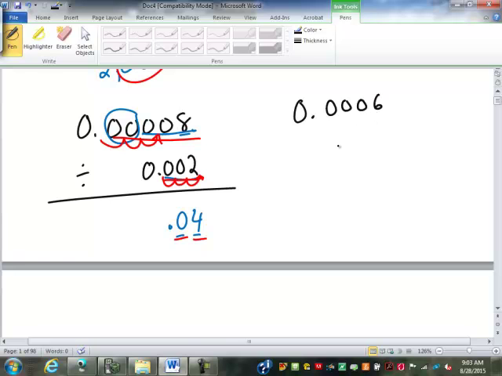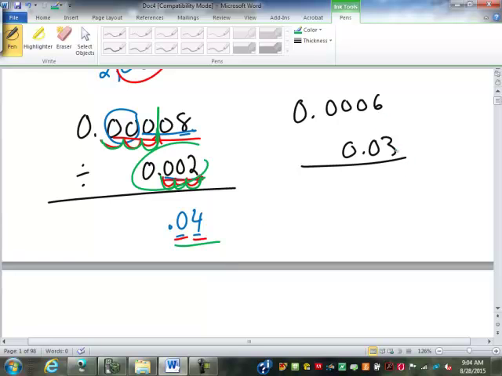Well, you can always just do what I did here. The number you're dividing by, you have to turn it into a whole number, so you move the decimal place 1, 2, 3 spots. You move this decimal place 1, 2, 3 spots. So that's where your decimal point has to be. Divide that by 2, and it gives you 0.04. That always works.